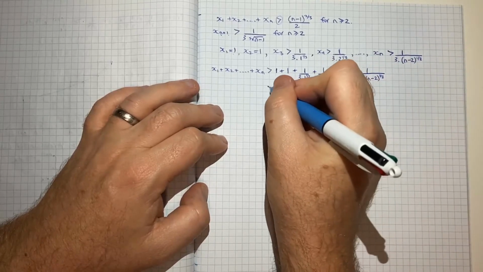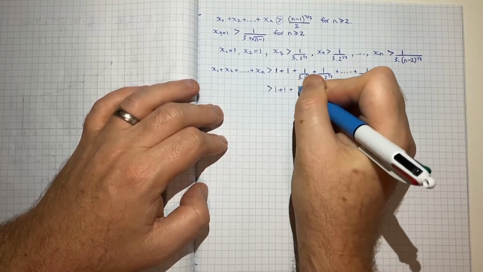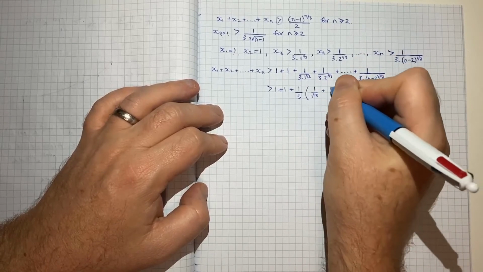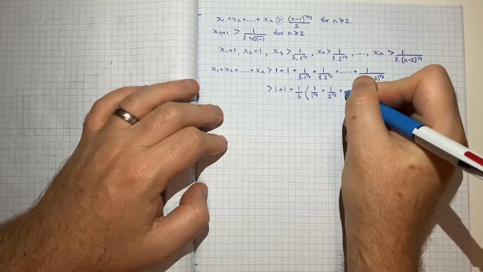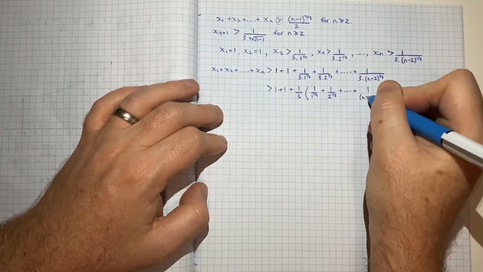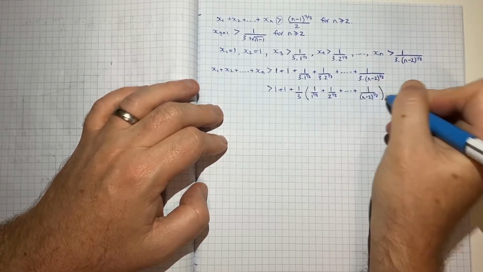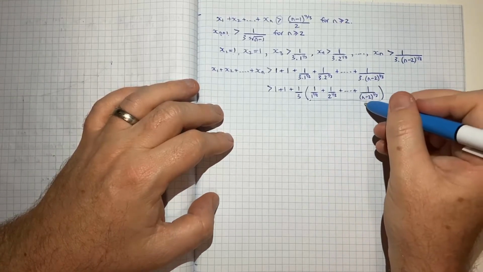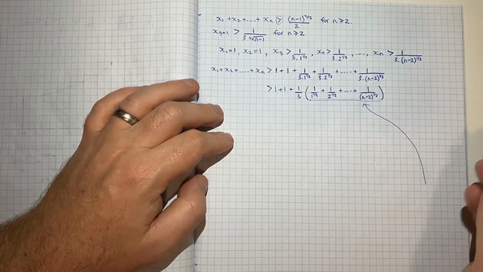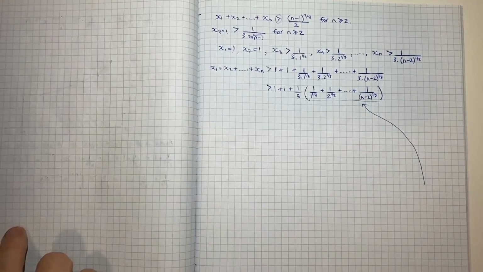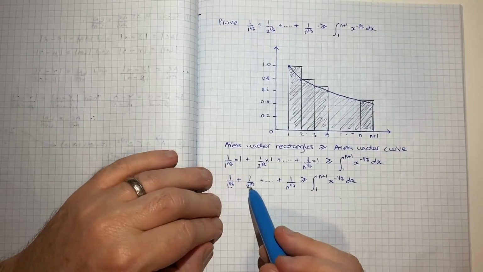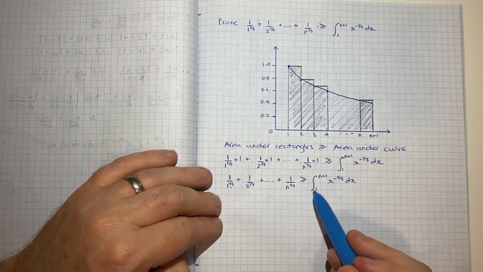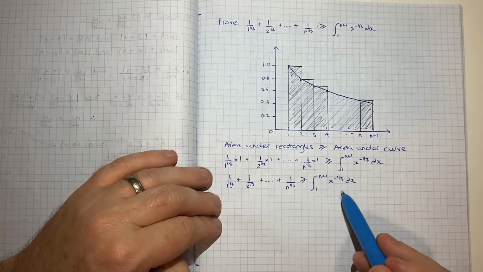So that's going to be greater than 1 plus a third times 1 on 1 to the third plus 1 on 2 to the third plus all the way up to 1 on n minus 2 to the third. And hopefully this looks familiar because it's very similar to what we've just proven, being 1 on 1 to the third plus 1 on 2 to the third, all the way up to 1 on n to the third, is greater than or equal to this integral.